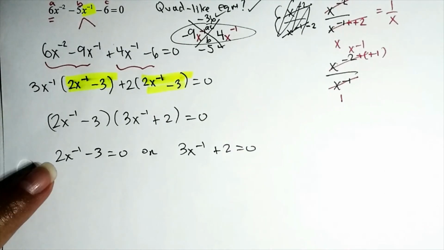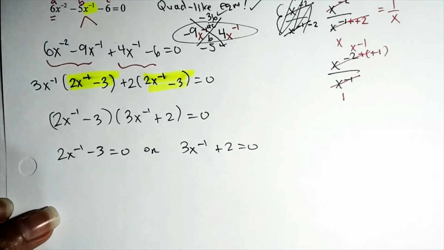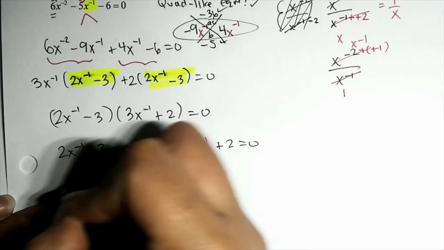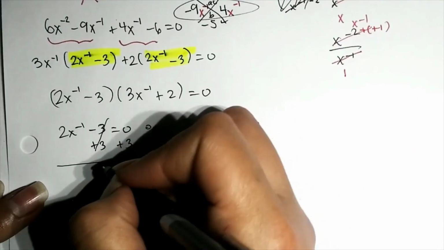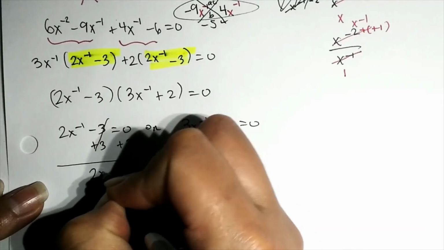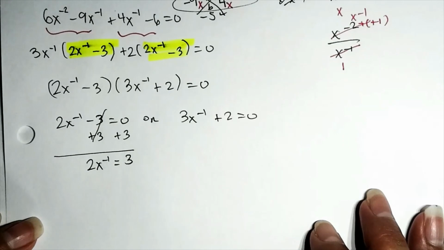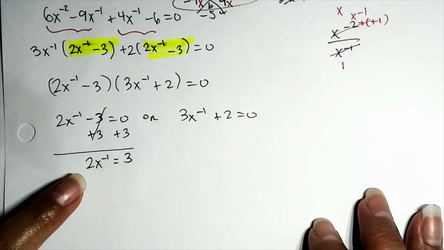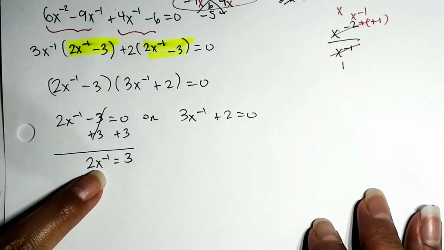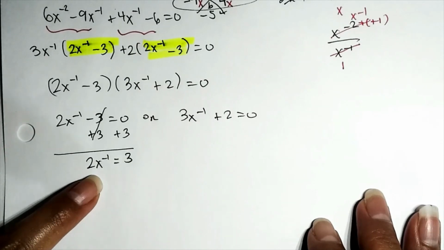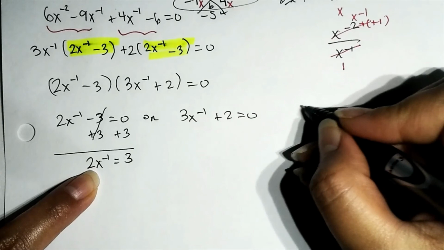If the first factor equals 0, let's go ahead and isolate this x. Let's add 3 to both sides, and that will leave us with 2 times x to the negative first equals 3. Actually, no, I'm not going to isolate it. Why? Because of that negative exponent. At this point, let's use the negative exponent rule to make the exponent positive.